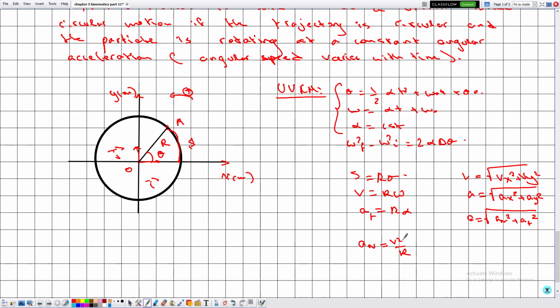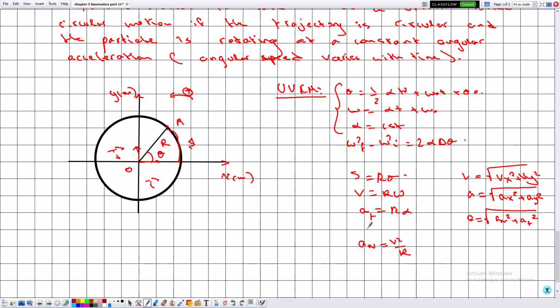We can also define all other quantities that we have defined in case of Cartesian. For example, one of them is given by u tangential, which is velocity over the speed, etc. We have a lot of equations. Okay, and what else can we say about this? So basically this is it for the UVCM.